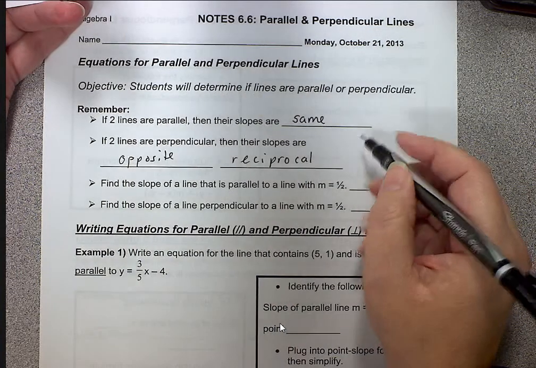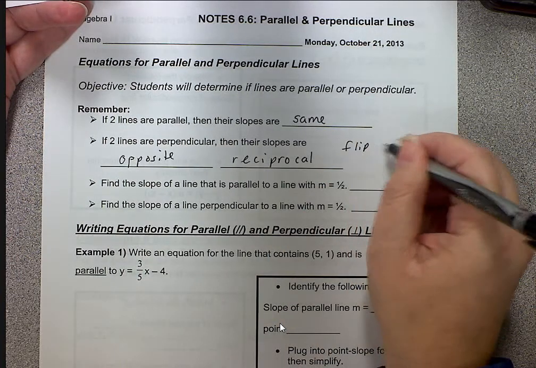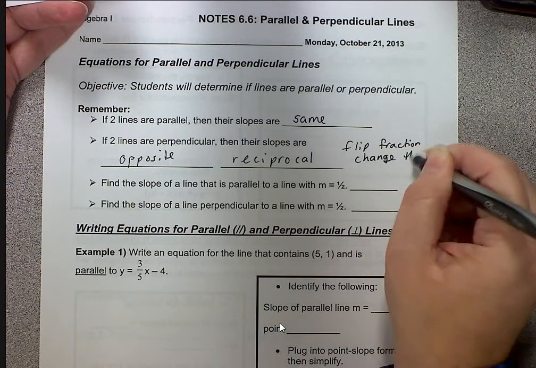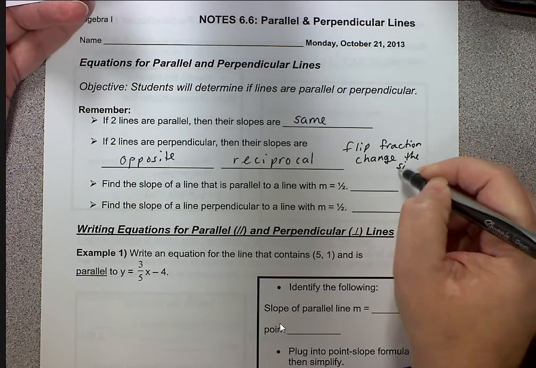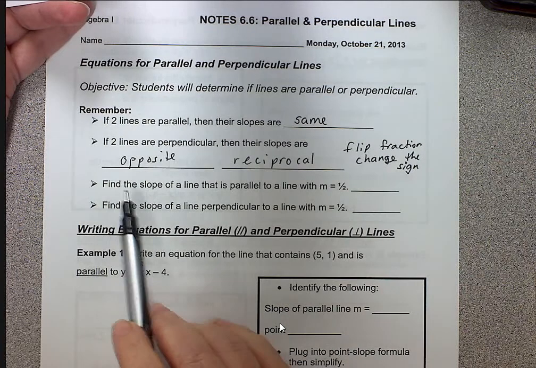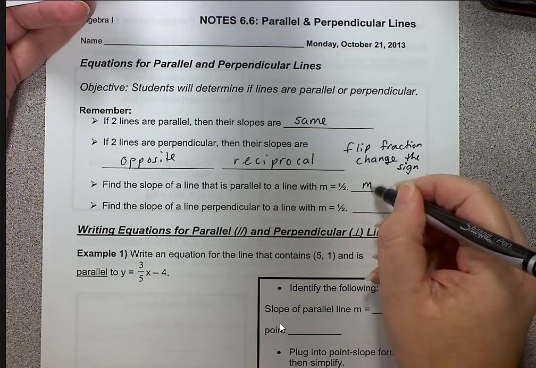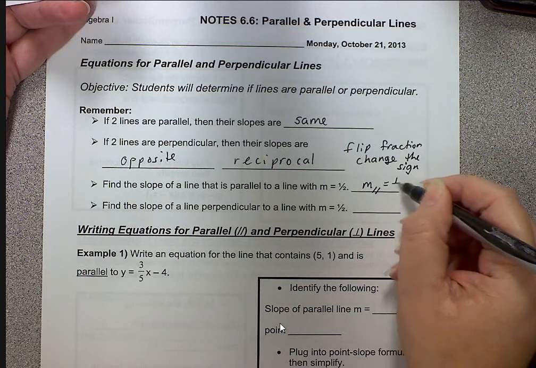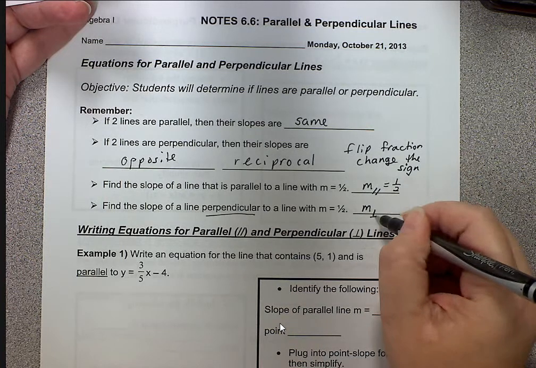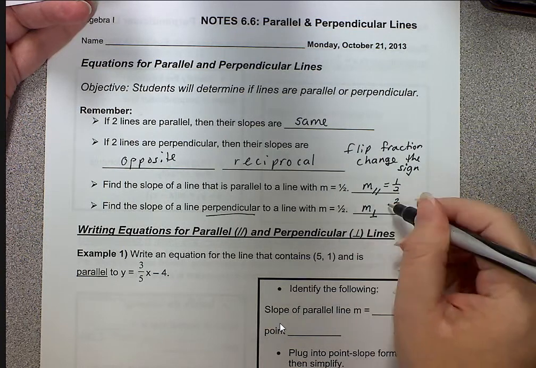So, in other words, first you got to flip the fraction and change the sign. That's how you make a perpendicular line. So, find the slope of the line that is parallel to this. Your slope of the parallel line would equal 1/2. If we're talking perpendicular to 1/2, you flip the fraction, so instead of 1/2 it's 2/1, and change the sign, so it's positive, it becomes a negative.